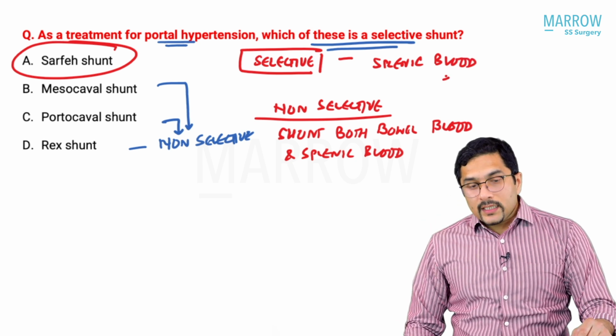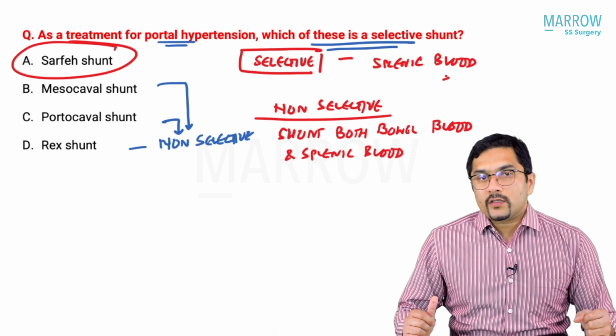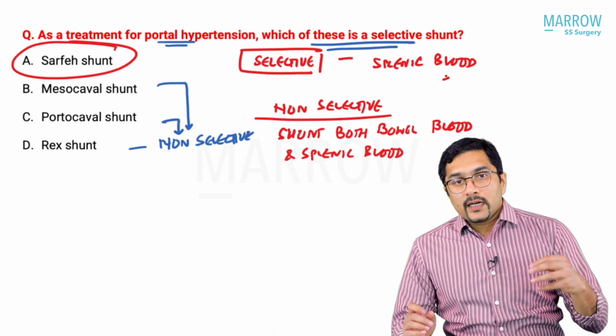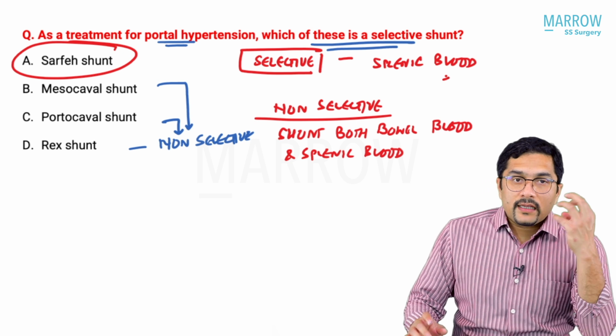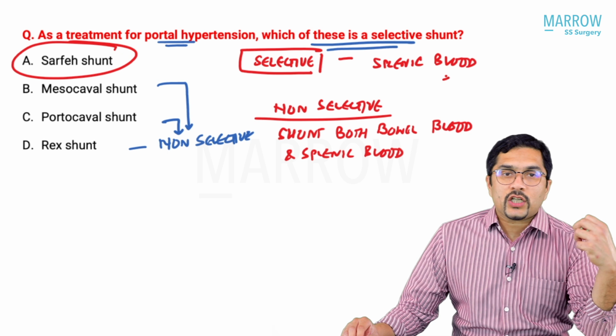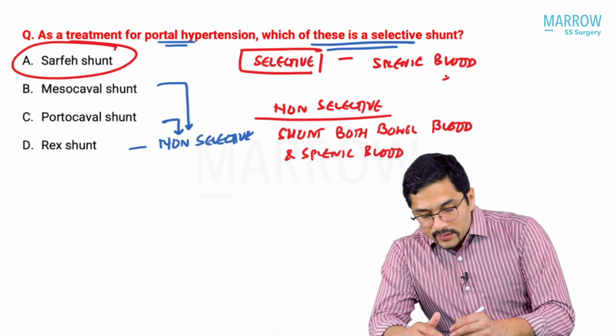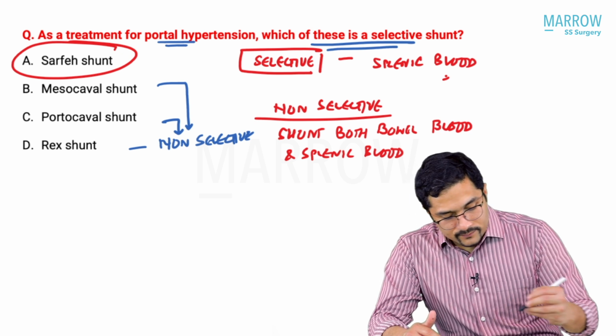And the advantage is that in non-selective shunts, because bowel blood is also being shunted, there is a risk of encephalopathy. In selective shunts, encephalopathy is uncommon because you are only shunting out the splenic blood and not the bowel blood. So, this is something which you should know about.